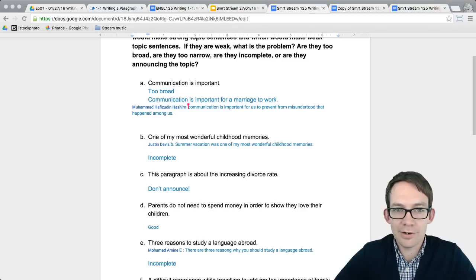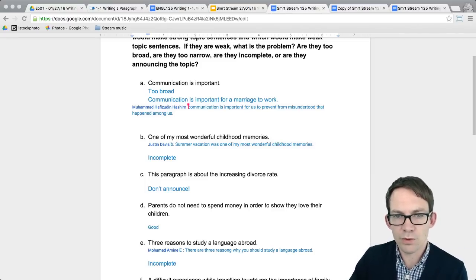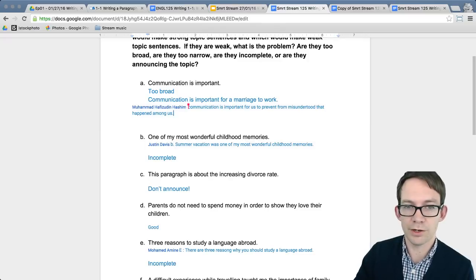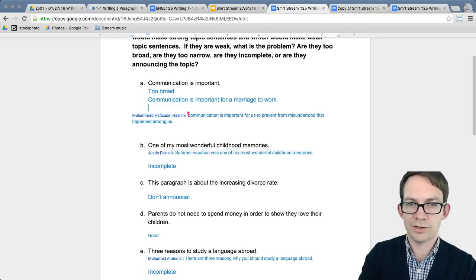So letter A, I've been given an answer, and it looks like Muhammad added another answer there too. Cool. Thanks, Muhammad. It says communication is important for us to prevent from misunderstanding that happened among us. I think that's pretty good. It's definitely an improvement on the first one because it's more specific. I would just change something there. Now what you're saying, just the grammar is a little bit off.